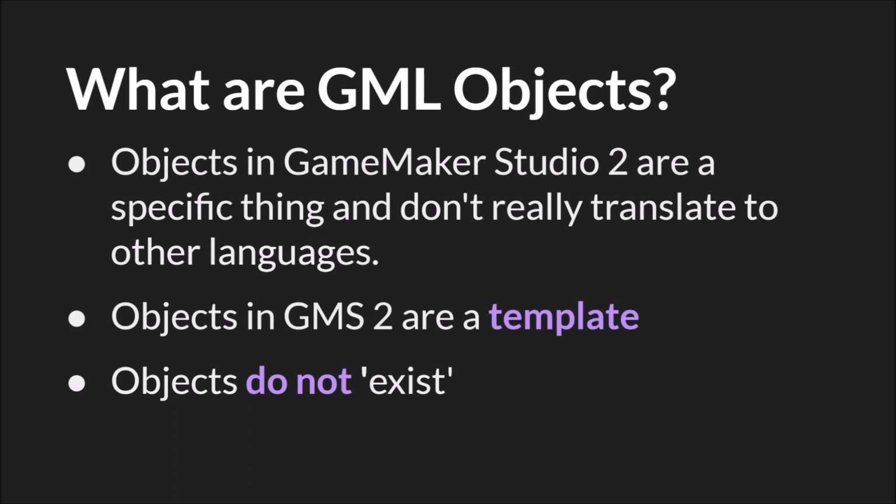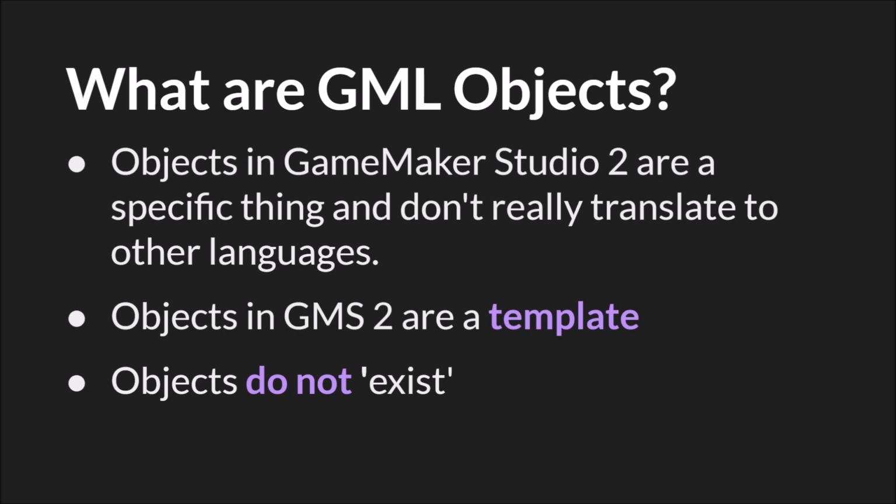To start with, objects in GameMaker Studio 2 are a specific thing and they don't really translate well to other languages. Other languages have objects, but the way objects work in other languages is not really the same way, at least on the surface, that they work in GameMaker Studio 2. So some of the things that we're going to talk about won't really transfer, but it's still very important to understand how GameMaker Studio 2 handles its version of objects, because a lot of things in GameMaker Studio 2 build off of that or rely on that in some way.